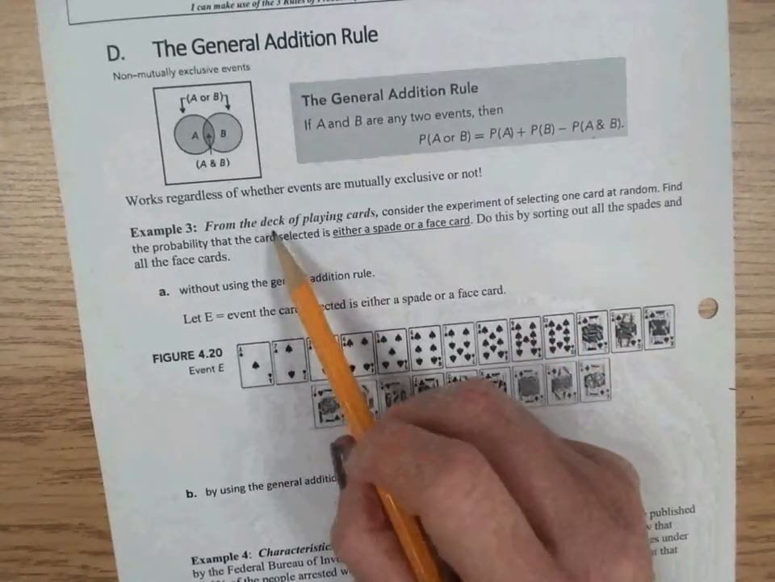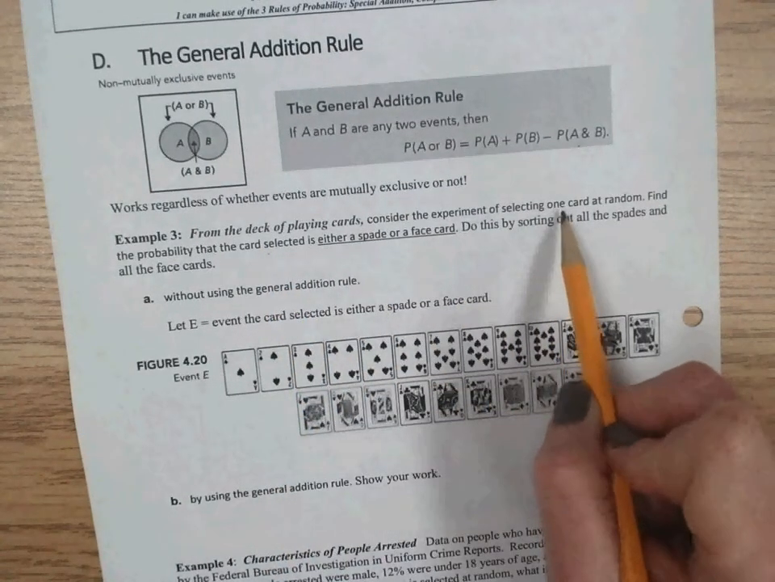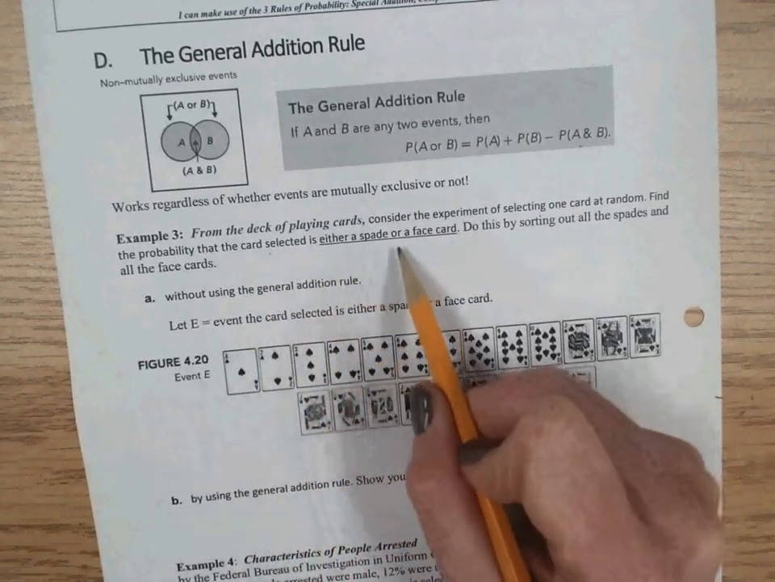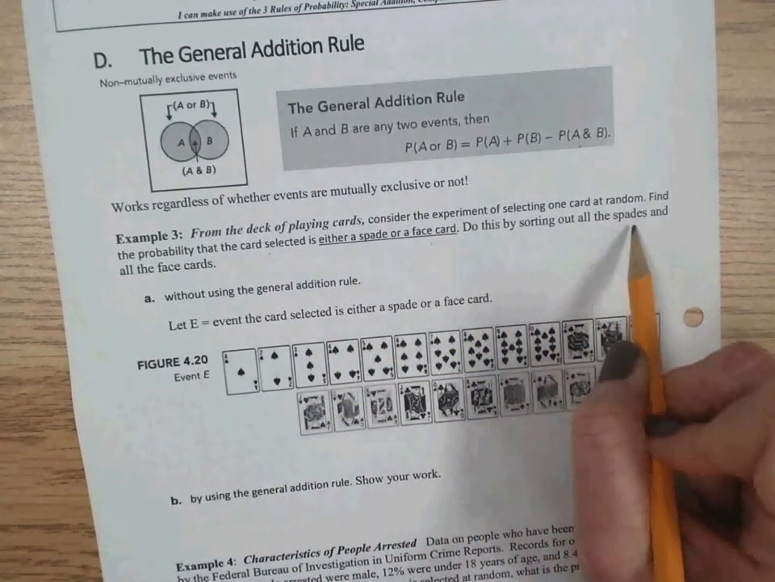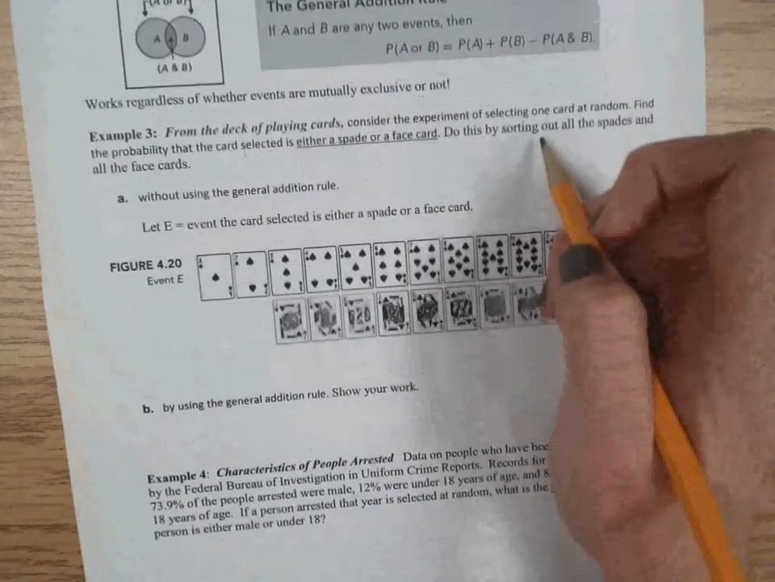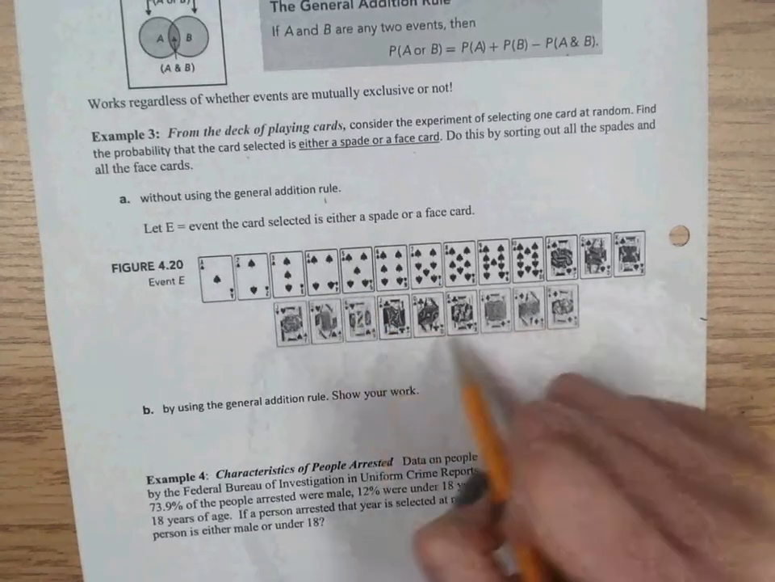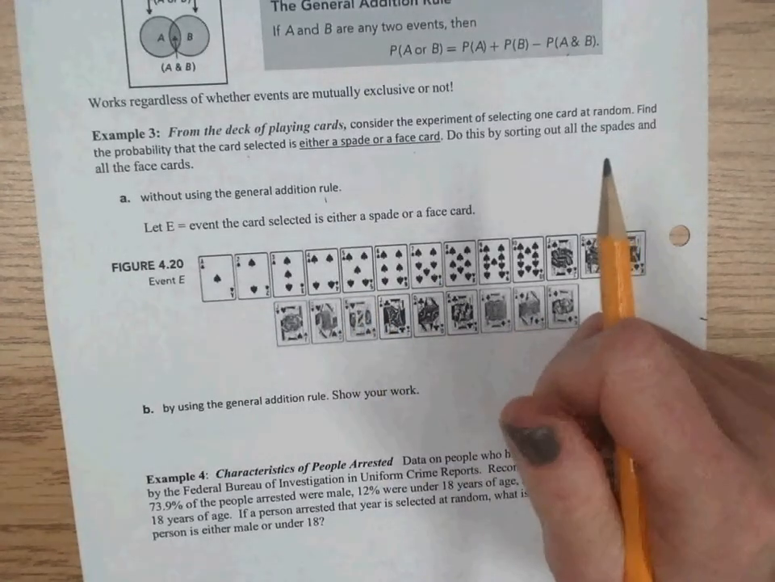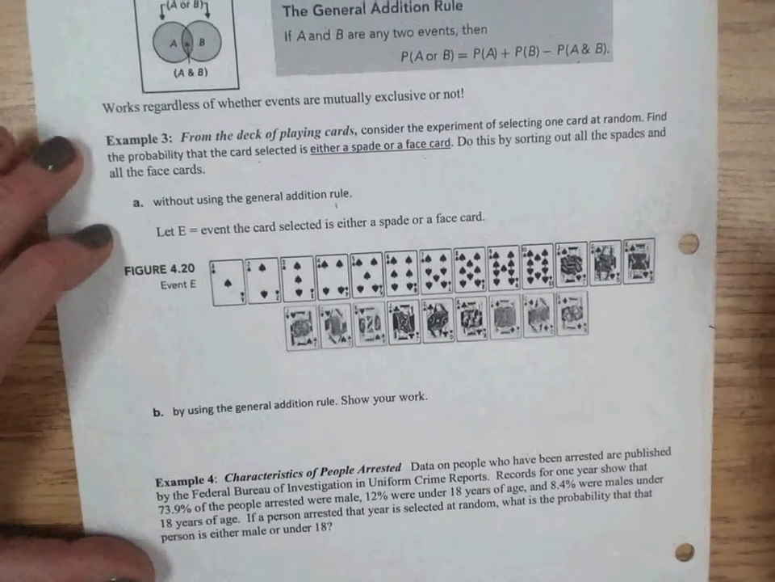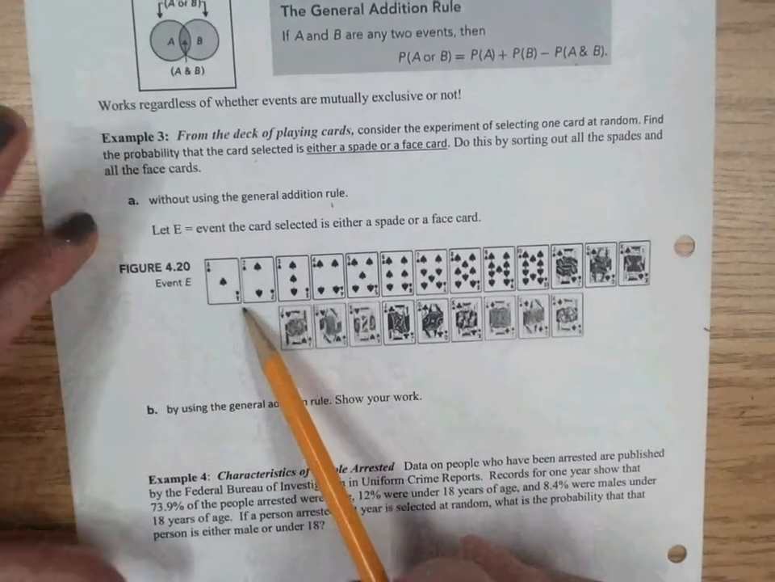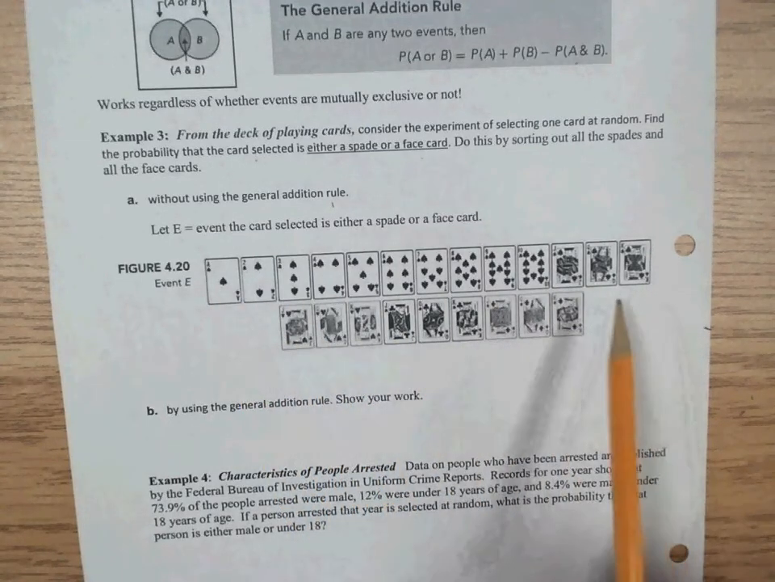So here's an example. From the deck of playing cards, consider the experiment of selecting one card at random. Find the probability that the card selected is either a spade or a face card. Do this by sorting out all the spades and all the face cards. And you can see, without using the general addition rule, if we just look at the sample space, let E equal the event that the card selected is either a spade or a face card. And so we can just count these up.